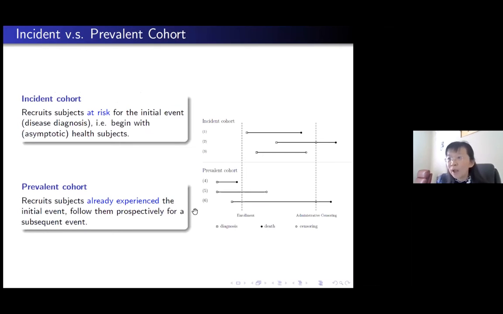However, there's no free lunch. We must be aware that the data collected from the prevalent sampling are subject to left truncation. So the subject with the initial event, such as breast cancer onset, has to survive up to the enrollment time to be included in the study. So the observed survival durations tend to be longer than those in the target population, which is termed survivorship bias.